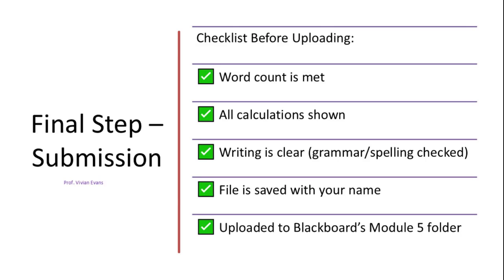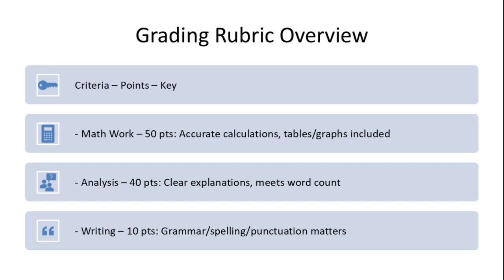Before submitting, ensure your word count is met, all calculations are shown, writing is clear, and the file is saved with your name. Upload your assignment in Blackboard under Module 5 folder to complete your submission. The grading rubric includes 50 points for math work, 40 points for analysis, and 10 points for writing. Accurate calculations and clear explanations are crucial for a good grade.